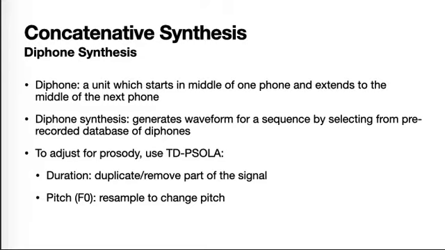A diphone is a unit which starts in the middle of one phoneme and extends to the middle of the next phoneme. So it's used as the key element of diphone synthesis. So it generates waveform for a sequence by selecting from a pre-recorded database of diphones. These databases are constructed by recruiting a voice talent to read out each one of the combinations of two phonemes. As I mentioned, there are 39 phonemes, so that means there are 39 squared number of diphones. However, not all of them naturally appear in English.